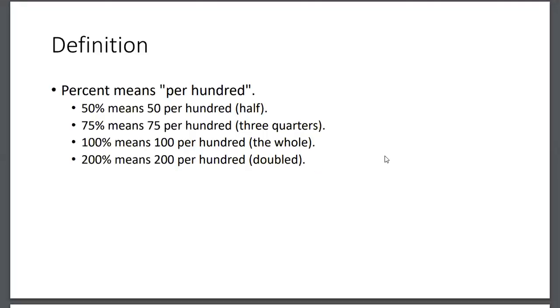Percent. Definition: percent means per hundred. Cent, as in century, and per hundred. 50% means 50 per hundred. That's half. 75% is 75 per hundred. That's 3/4. 100% is 100 per hundred. That's the whole. 200% is 200 per hundred, that's doubled.